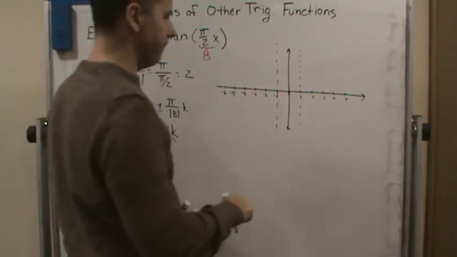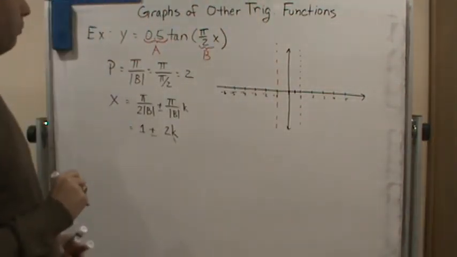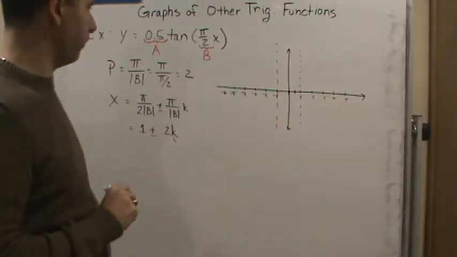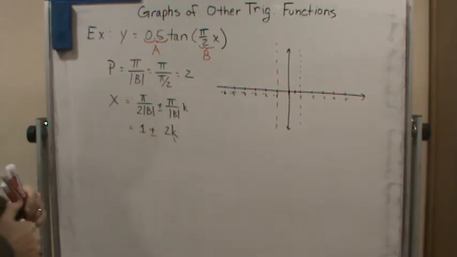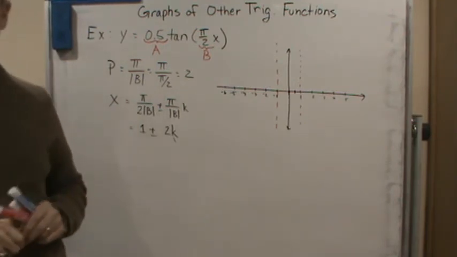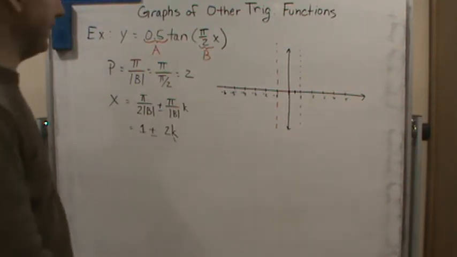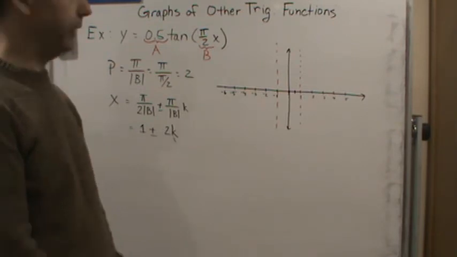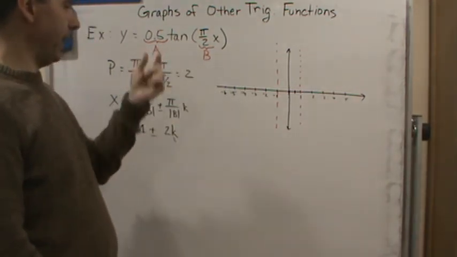So what happens at 0.5? Well, at 0.5, when x is half, this is going to be pi over 4. Okay? What's tangent of pi over 4? Tangent of 45 degrees is what? It's 1, right? So we know tangent of 45 degrees or pi over 4 is 1, so we get 1/2.